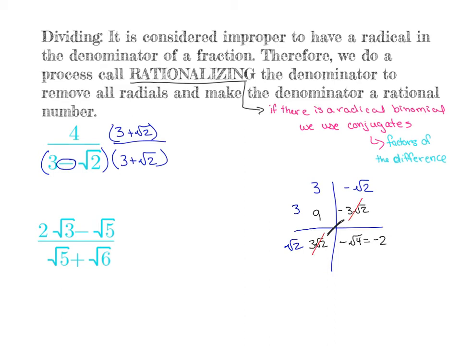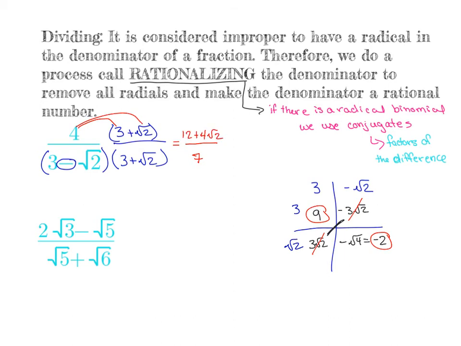And so what we're left with is this number and this number, which we can combine, and there's going to be no more radical in the denominator. So 9 plus negative 2 gives us 7, and then we just distribute here, and so we get 12 plus 4 square roots of 2.